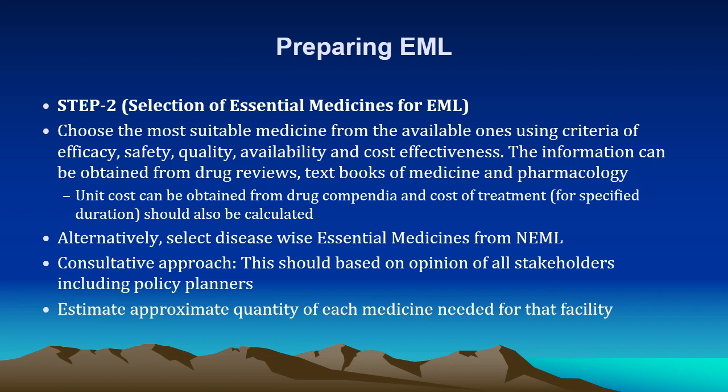The cost can also be calculated from available cost charts in the drug reviews. Unit cost should be calculated, and also total cost of the treatment, for example 5 days to 1 month. Alternately, the disease-wise essential medicines can also be selected from the National Essential Medicine List. At UG level, this will be much easier because the medicines which are included in the National Essential Medicine List have already passed those criteria of efficacy, safety, quality and cost effectiveness. So both the things can be done.